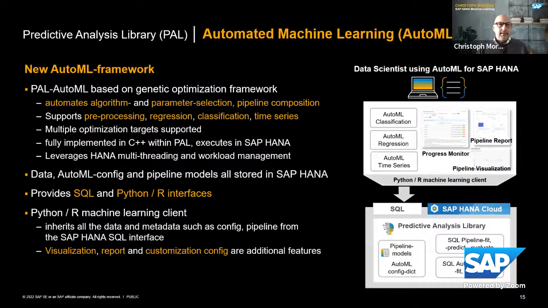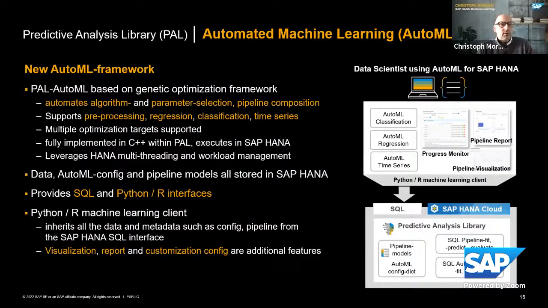On top of that pipeline concept, we have this AutoML framework, which then helps us with creating the pipeline and the best possible pipeline with the best possible configuration in the first place. It's a capability implemented as part of the Predictive Analysis Library, so fully implemented in C++, and certainly also executes in SAP HANA itself, leveraging all the HANA multiprocessing in-memory execution capabilities, and can be governed by the HANA workload management capabilities as well, as we want to ensure that we don't overload the systems in the first place.